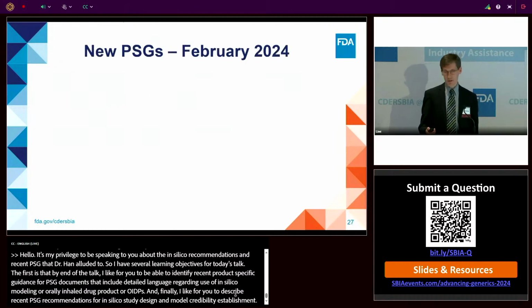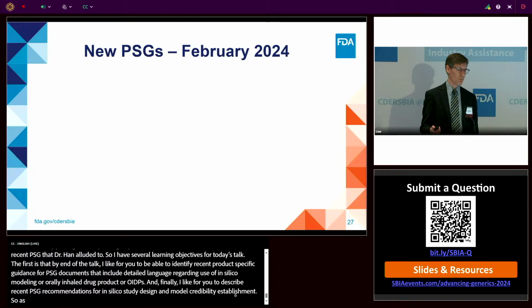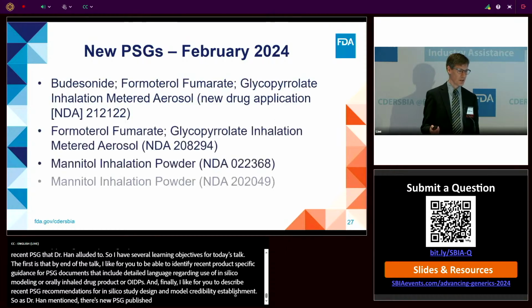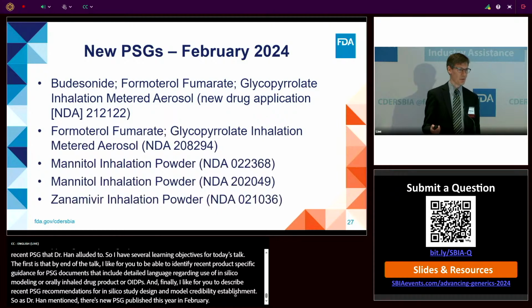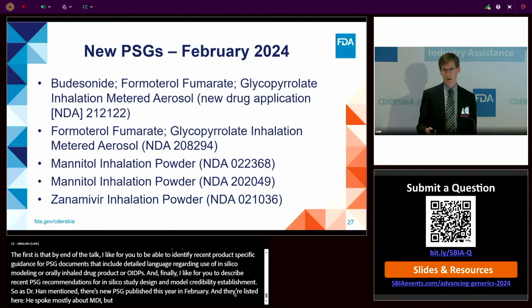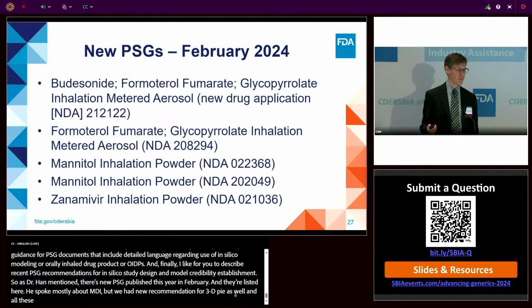So as Dr. Han mentioned, there are some new PSGs that were published this year in February, and they're listed here. He spoke mostly about MDIs, but we did have new recommendations for 3 DPIs as well. And on all 5 of these PSGs, there are recommendations for the use of in silico modeling.